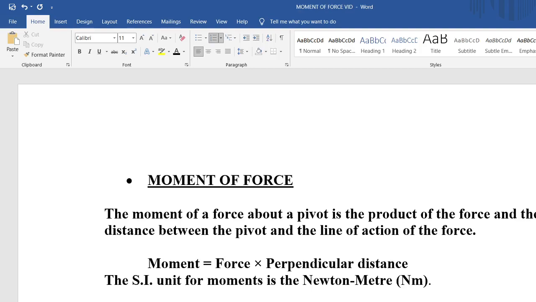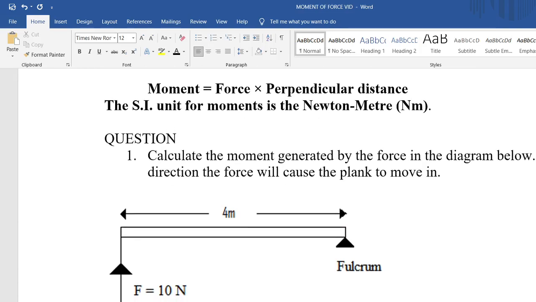While looking at moment of a force, we'll begin with our definition. We're going to define moment as the force times the perpendicular distance between the force and the line of action. We'll be using certain terms like pivot or fulcrum. Let's begin by looking at an example.